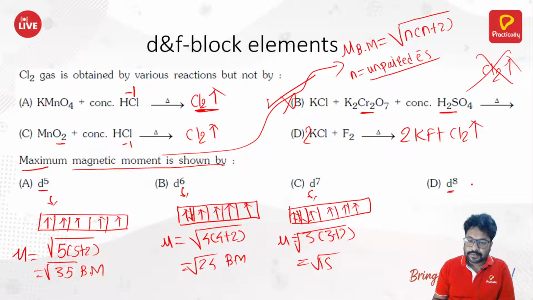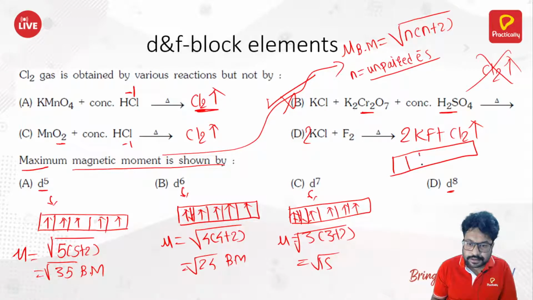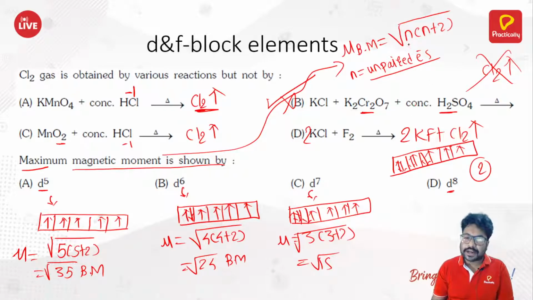Lastly, d8. How do you distribute d8? So you distribute 8 electrons like this. 1, 2, 3, 4, 5, 6, 7, 8. How many unpaired electrons do you have? 2 only. So no need to tell you that. 2 into 2 plus 2, 4, so under root 8. So under root 8, under root 15, under root 24, under root 35.